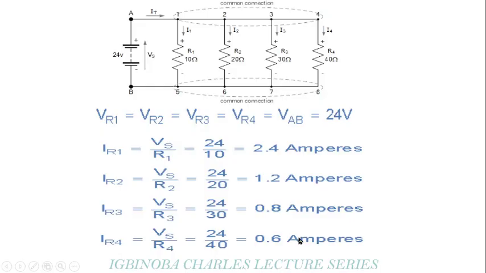By the time you do it, you are going to get the current flowing at each individual point. When you add all these currents together, you are going to get your total current flowing through the circuit. The addition of all these values will give you your total current flowing through this circuit.